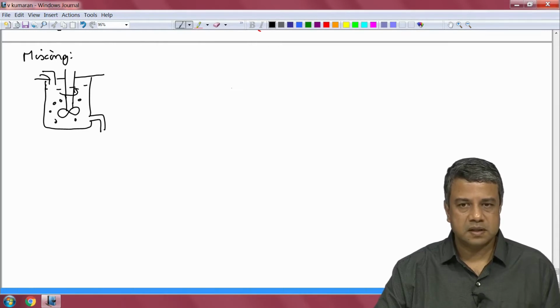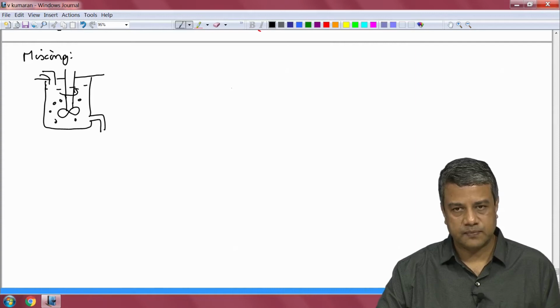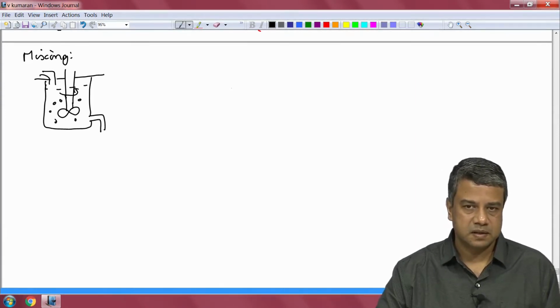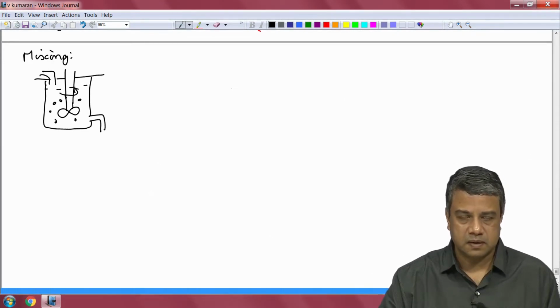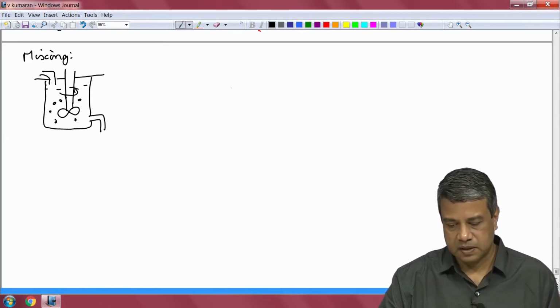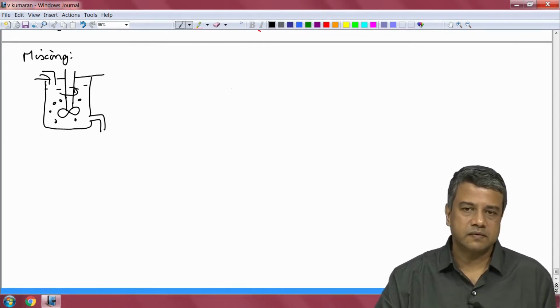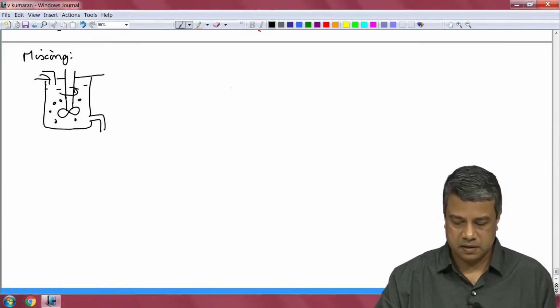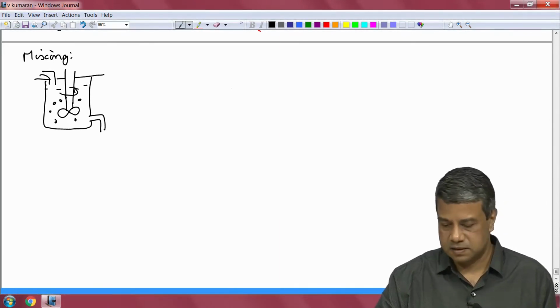Now, these impellers are designed for specific purposes. They have complicated shapes. They could have baffles in the tank, for example. There could be baffles on the impeller, and they could have multiple shapes of the impeller. There could be 2 blades, 4 blades, larger number of blades and so on. And for each of these, you have to find out what is the velocity profile and what is the mixing. And that is a complicated exercise.